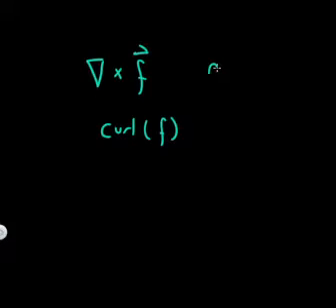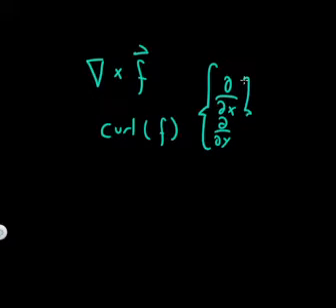But the third use of the Nabla symbol is the curl, which is the cross product between a vector field with the Nabla operator. It can be shown as curl f as well, and it's just this. So we just do a vector cross product with another vector field.